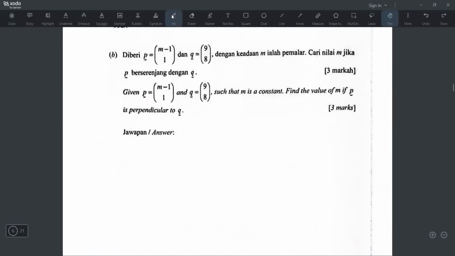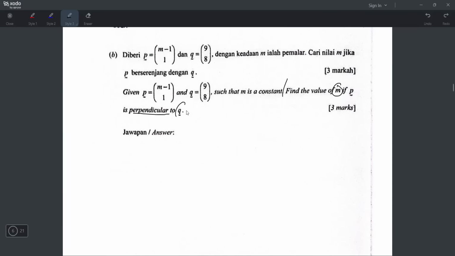Okay, B, given vector P is (m minus 1, 1). Alright, this is also a coordinate vector question, meaning it's in terms of i and j vectors, because they write in the bracket format. So this is the coefficient of i, this one is the coefficient of j, right? Okay, and then vector Q is (9, 8), or you can say 9i plus 8j, same thing, such that m is a constant. Find the value of m if P is perpendicular to Q.